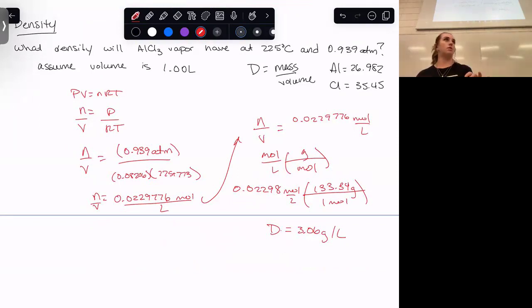Does that make sense, how we would solve density for this one? So, 225 plus 273, yeah. Sorry, we're just converting to Kelvin. I just didn't plug it into my calculator.